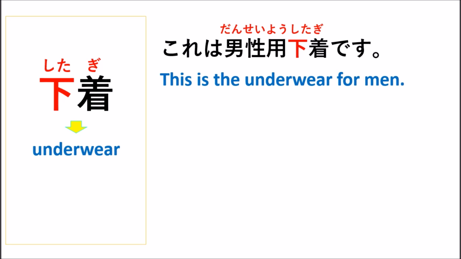Or you can say the underwear for the children. You can say 子供用下着です。子供 means the children, and yo means for, and 下着 means underwear.